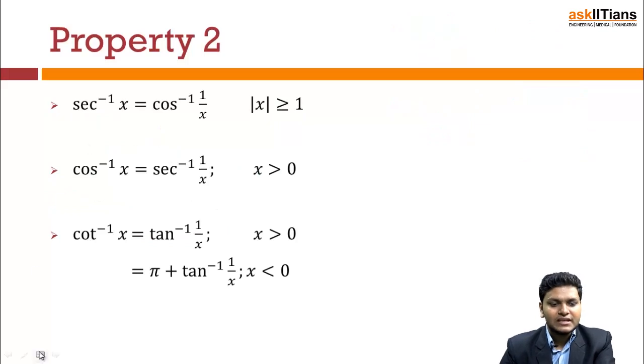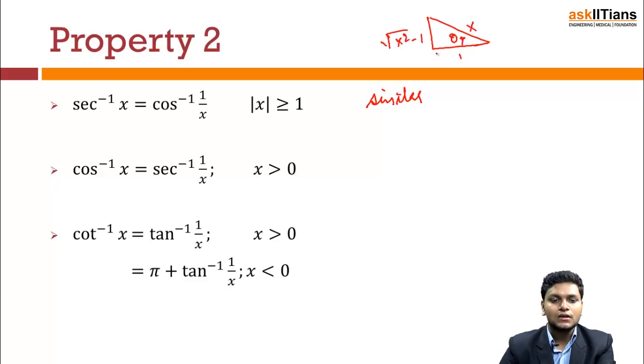Second property: sec inverse x is equal to cos inverse 1 by x when mod of x is greater than or equal to 1. Similar reasoning: we need to draw a triangle, we need to equate that, and we'll get that this is nothing but... this is the triangle.